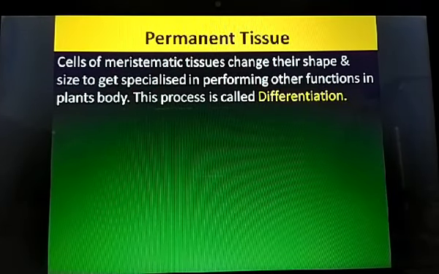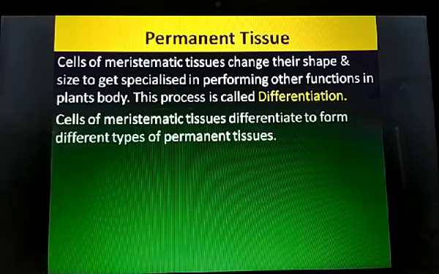But before that, you should be aware of a term called cell differentiation. Cells of meristematic tissues change their shape and size to get specialized in performing other functions in the plant's body. This process is called differentiation. As you have seen, in meristematic tissue, cells don't have a definite shape. But after cell differentiation, they start acquiring a definite shape so as to perform their specific functions. So this process is called cell differentiation.